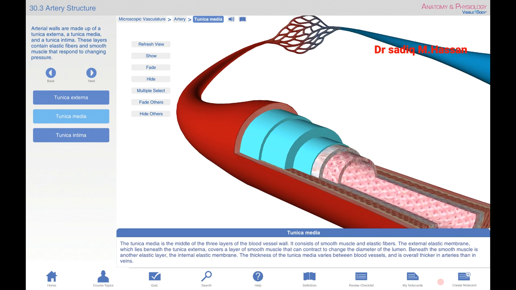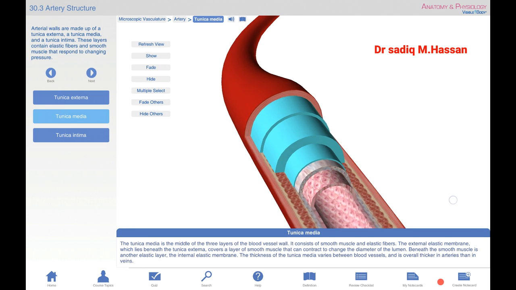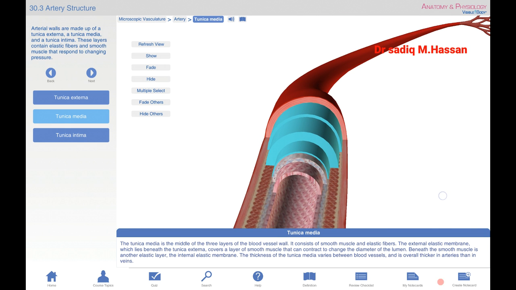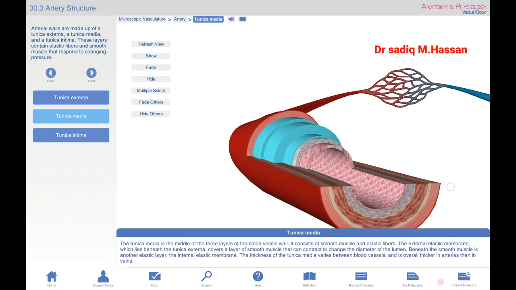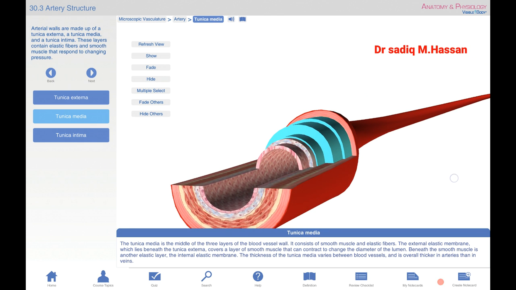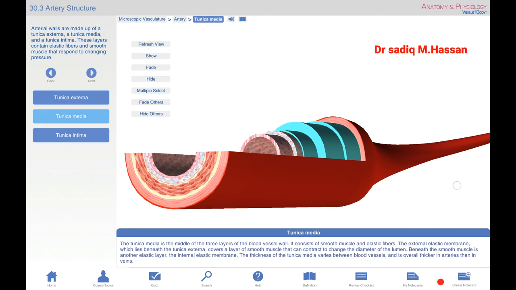So let us see the tunica media. As you see here, the tunica media is the middle of the three layers of a blood vessel wall. It consists of smooth muscle and elastic fibers, and the external elastic membrane, which lies beneath and covers the layer of smooth muscle. Because it is smooth muscle, it can contract to change the diameter of the blood vessel or lumen.